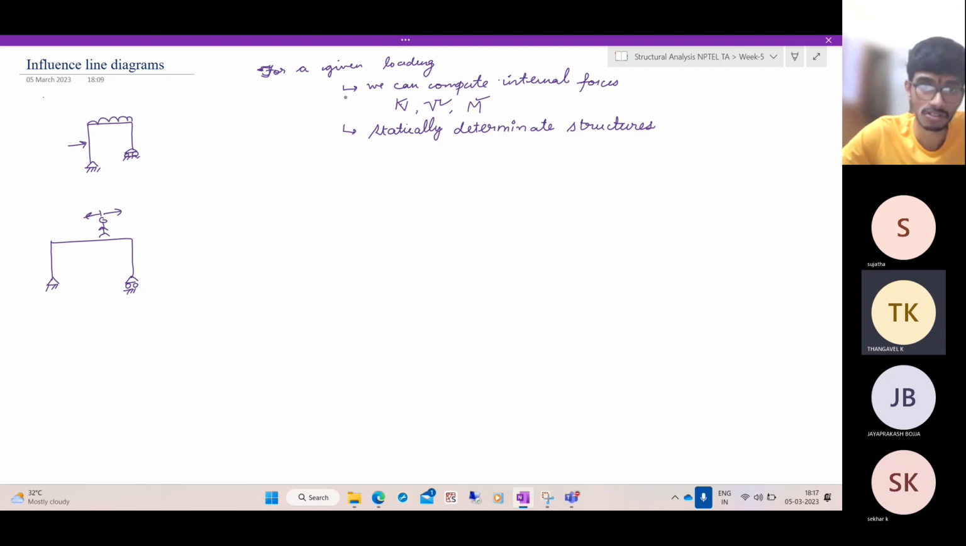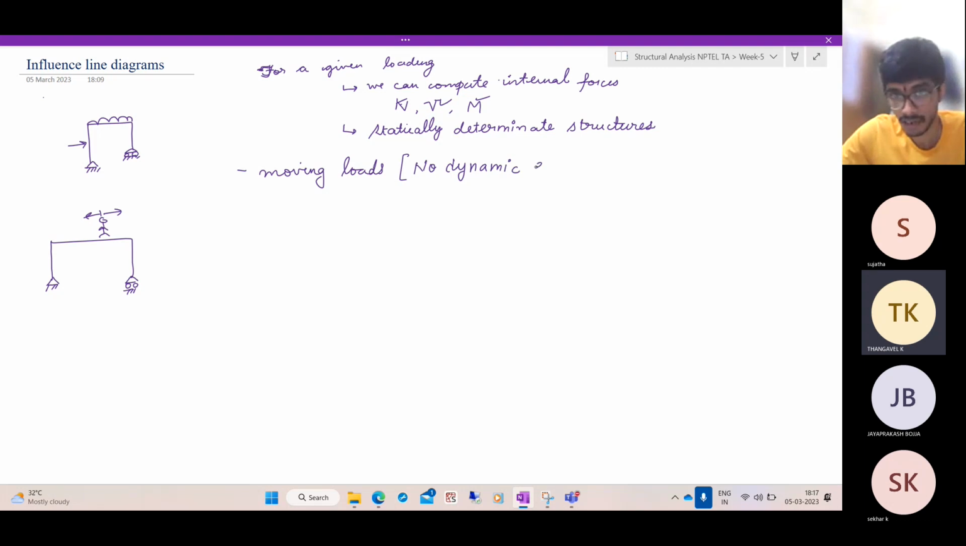We'll be considering moving loads. But be careful, moving loads doesn't mean we are considering any dynamic or inertial effects. We are doing a static analysis for a load placed at different points along the beam.